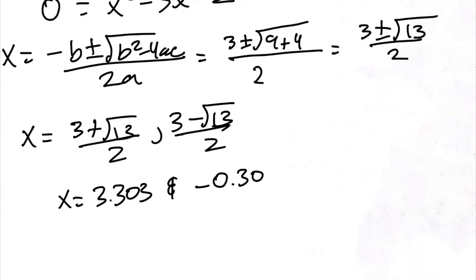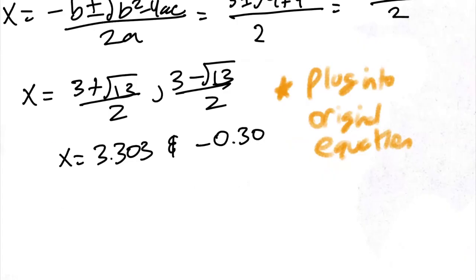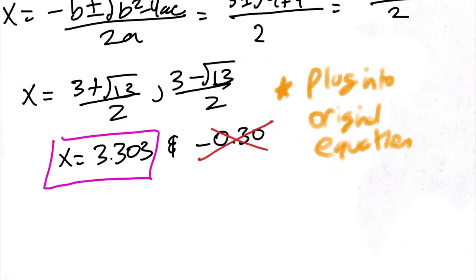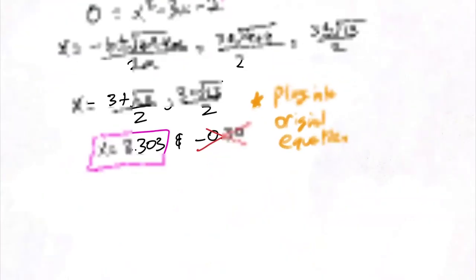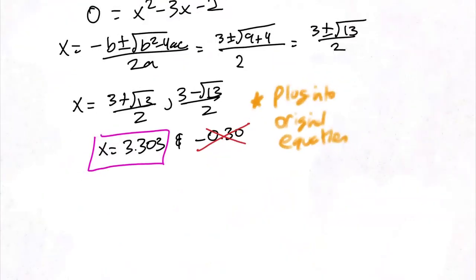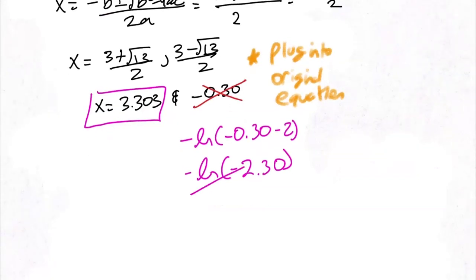Now, you have to make sure you plug into the original equation, so that way you'll know which ones are actually solutions. In this case, there's only one solution, which would be 3.303. The negative one will not be a solution because when you plug it in, you will have a negative natural logarithm, and you cannot have that, especially in the second part of the equation. Because when you have ln of negative 0.30 minus 2 for the second part, you'll get an error.